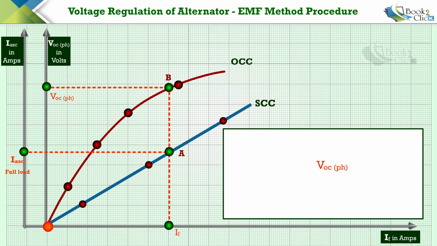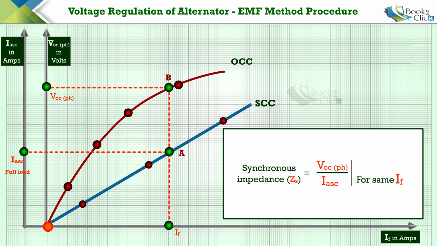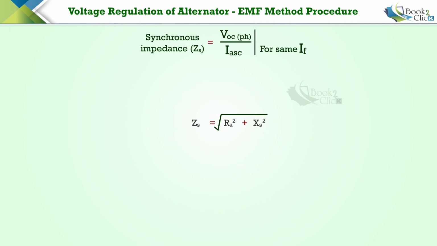Divide the open circuit voltage by the short circuit current for the same field current to determine the synchronous impedance ZS of the alternator. Also, we can calculate the synchronous impedance by using the formula shown on the screen. Rearrange this formula and substitute the values of ZS and RA to determine the value of synchronous reactance XS of the alternator.